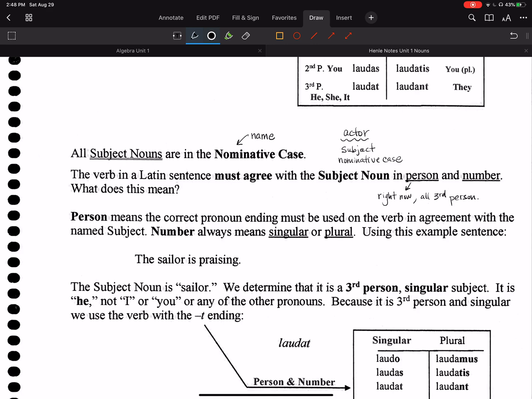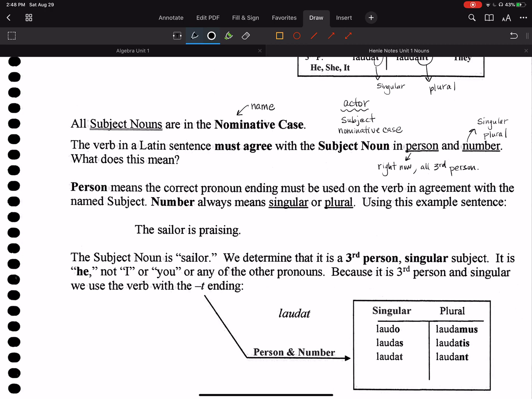Number, though, you are going to have to pay attention to. And number, just like in nouns, is either going to be singular or plural. So if your subject noun is singular, your verb would use T. So this is singular. If your subject noun is plural, you use NT. That's not how you say it. I'm spelling it. It's N-T if you want me to sound it out.